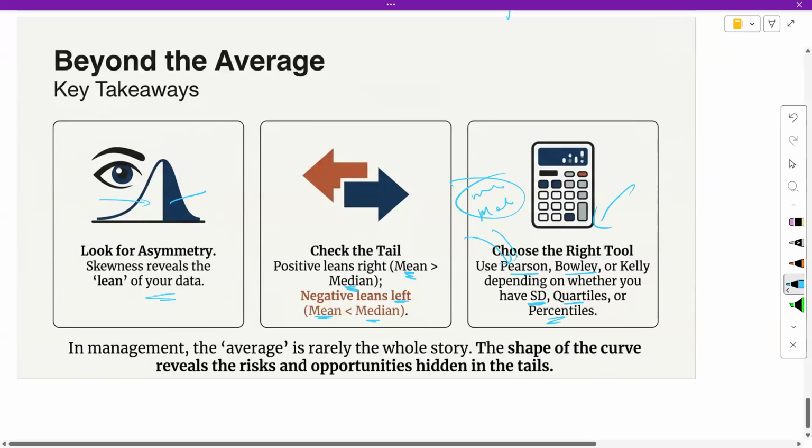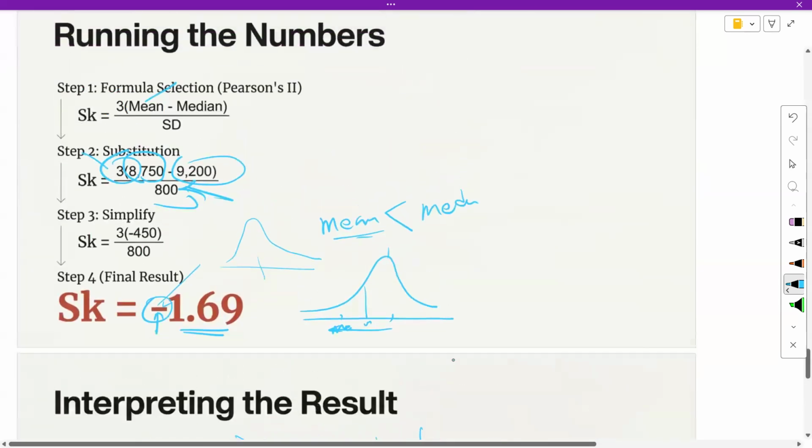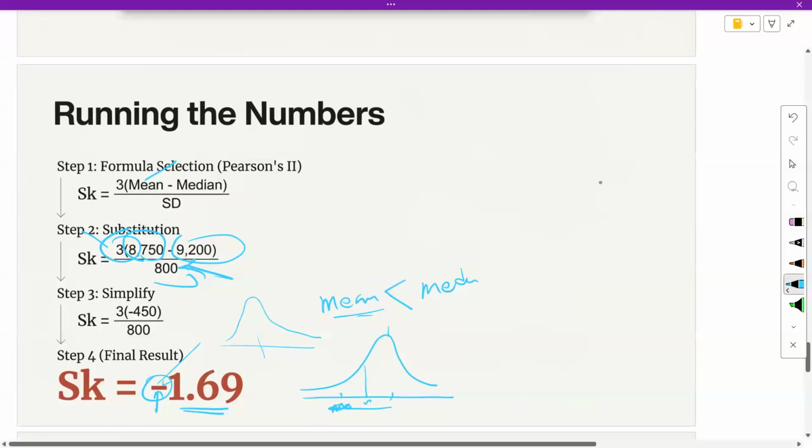In management, the average is rarely the whole story. The shape of the curve reveals the risks and opportunities hidden in the tail. So that's all about this slide.